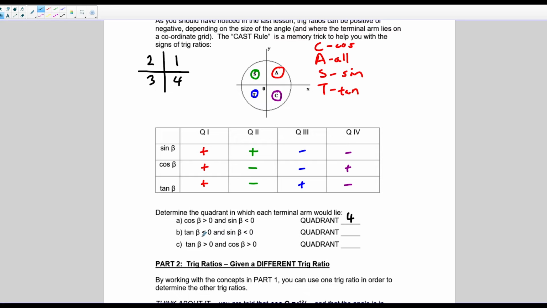Same thing with the second example here. Tangent is going to be negative, so it can't be quadrant 1 or 3. So it's either 2 or 4. And sine is negative. We can see that sine is positive up here, so the only remaining answer is quadrant number 4. And in the last problem here, tangent is positive, so it's either 1 or 3. And we know that cosine is going to be positive, so it has to be quadrant number 1.